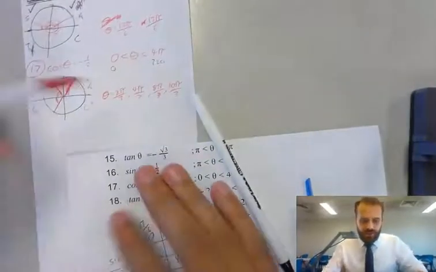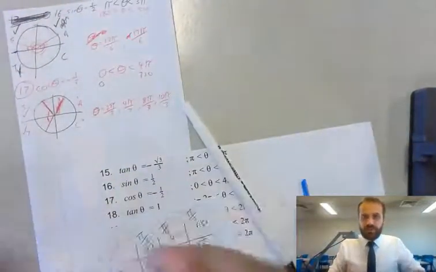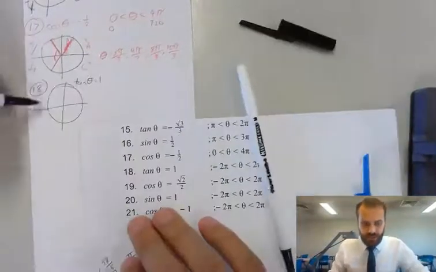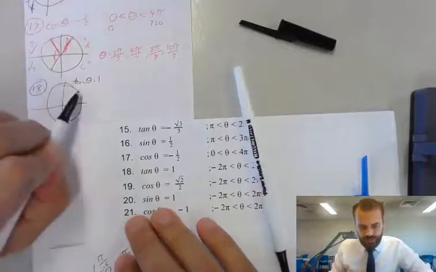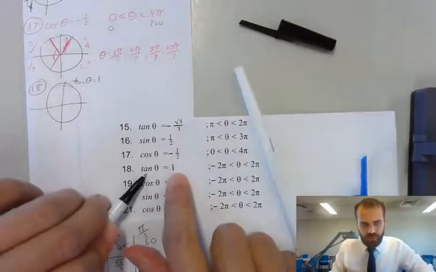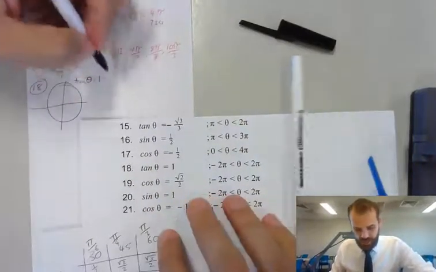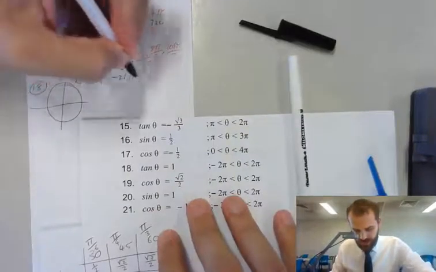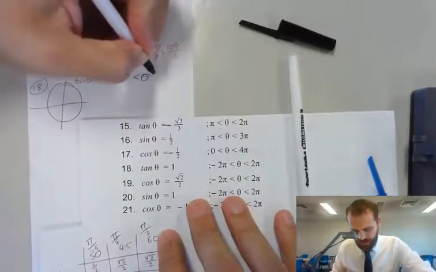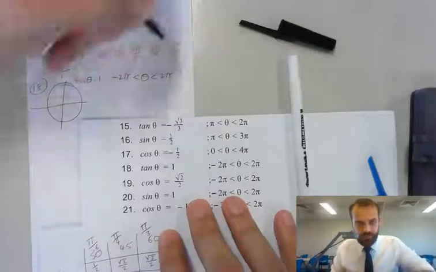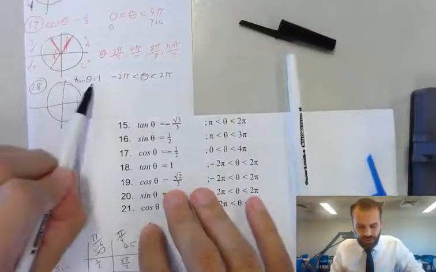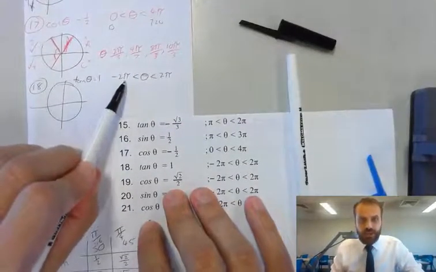Alright, 4 answers in a question like that because we do 2 full rotations of the circle passing by those angles twice. Okay, question 18 here. It's tan theta equals 1, between negative 2 pi and 2 pi.